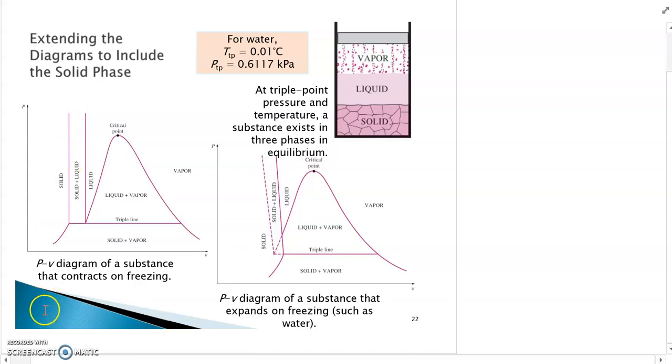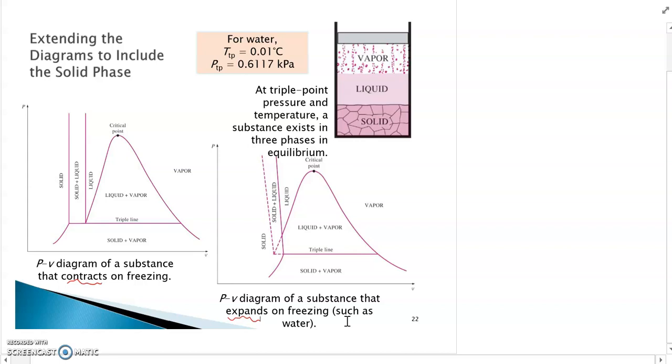Most substances contract during freezing, and the diagram on your left shows the PV diagram of a substance that contracts during freezing. Others, like water, expand as they freeze. The one on your left side is the one that contracts, and this side is the one that expands on freezing. They will have a slight angle here on freezing, such as water.